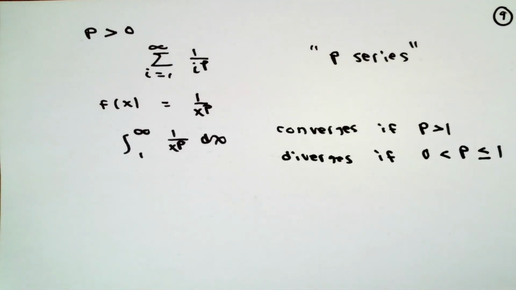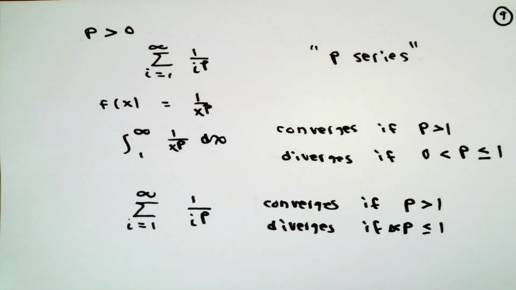For positive constant p values, this integral converges if p is bigger than 1 and diverges if 0 is less than p is less than or equal to 1. Because of this fact, we already know all about the p-series. For constant positive p, we will get convergence if p is bigger than 1, and 0 less than p less than or equal to 1 will give us divergence.